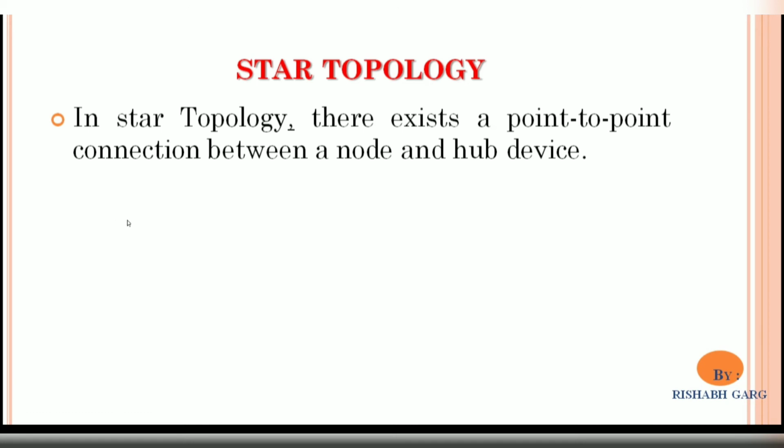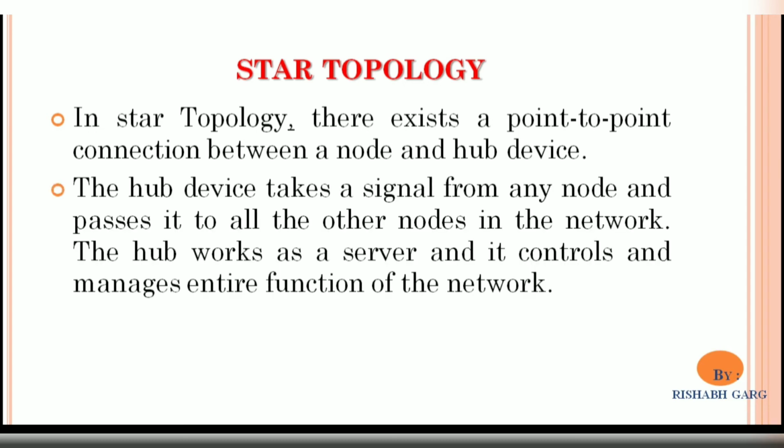In star topology, there exists a point-to-point connection between a node and the hub device. The hub device takes a signal from any node and passes it to all the other nodes in the network. The hub works as a server and it controls and manages the entire functions of the network.